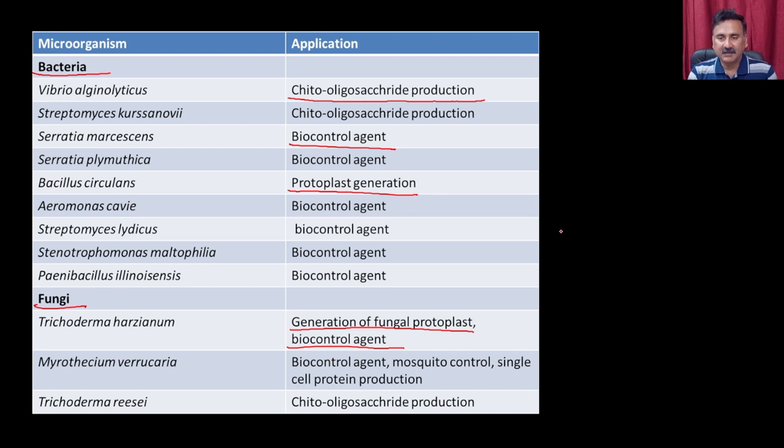Chitin is sometimes present as a component of the cell wall. So if you use the chitinase from these organisms, they are going to degrade the cell wall, and that's how they produce the protoplast. They have also been used as biocontrol agents, for mosquito control, single cell protein production, and chitooligosaccharide production.